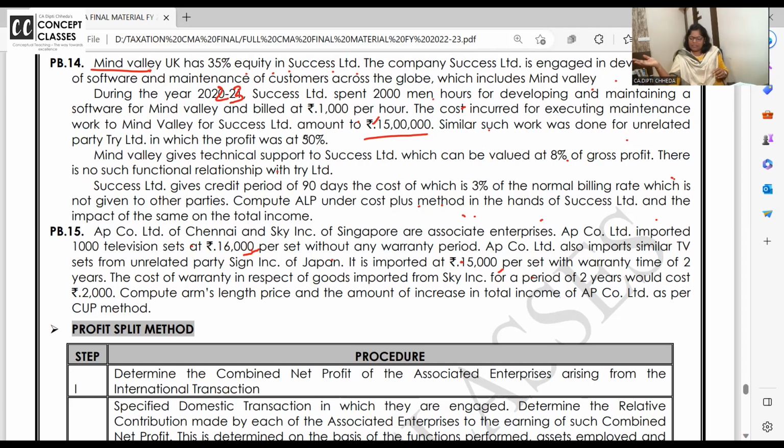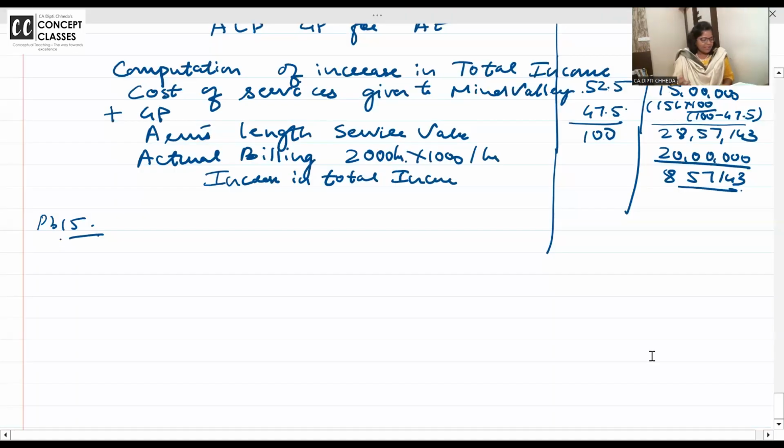15,000 is price with others, but same price if we put here, we need to deduct the warranty charges. They have given ना, अगर warranty charges हम देखें तो कितना आ रहा है 2,000 per set. तो compute the arm's length price and the amount of increase in the total income. दोनों करेंगे. एक ही टेबल में कर सकते हैं या अलग बनाओ, या repeated same kind of problems are there.